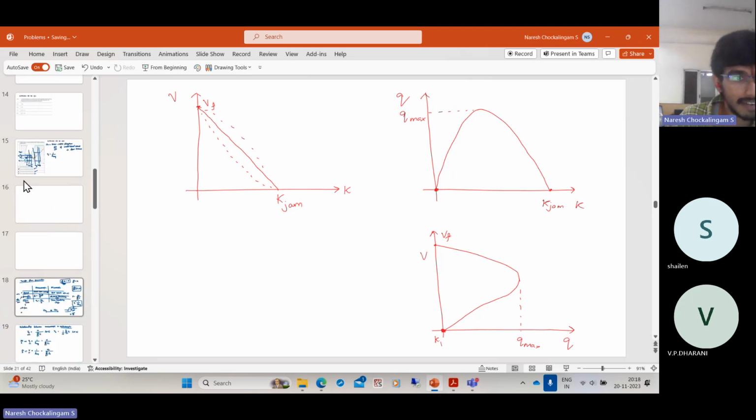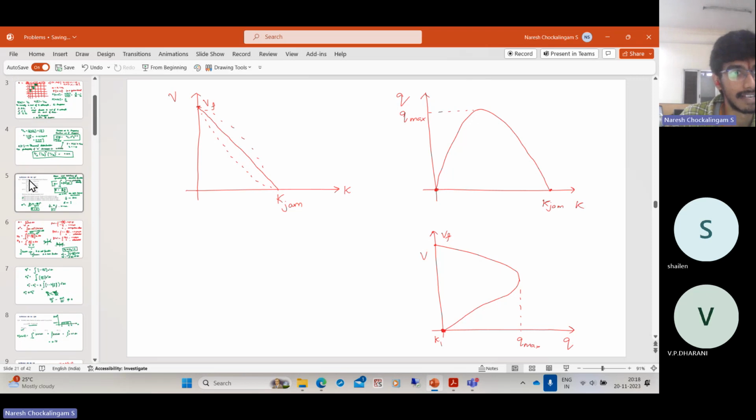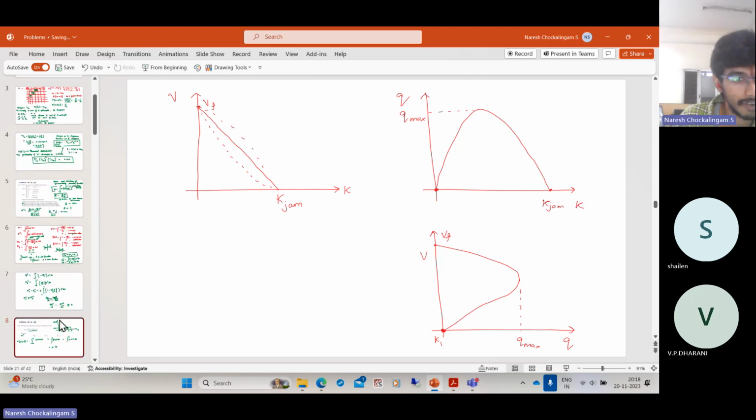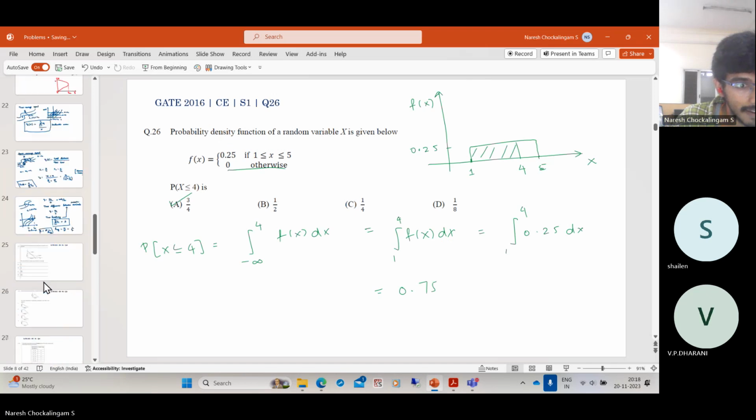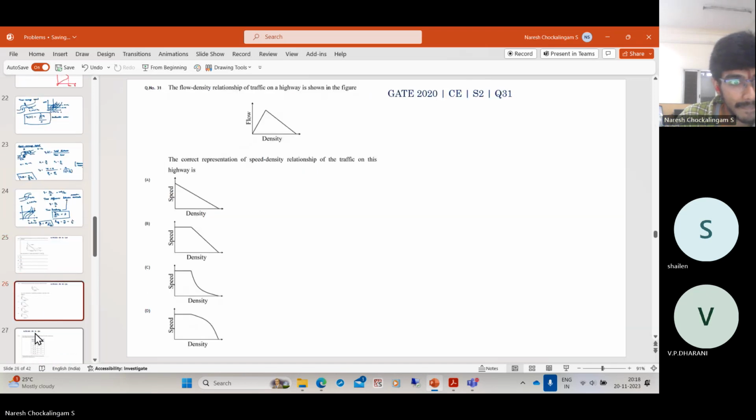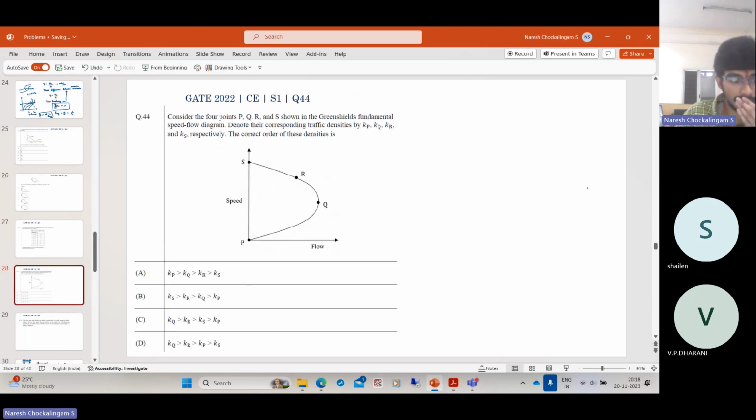So based on this, we'll look at some simple problems. Let us take this problem. It is simple. Consider the 4 points P, Q, R, and S shown in the Greenshield fundamental speed-flow diagram. So this is S, R, Q, and P. And the corresponding densities are given by kp, kq, kr, and ks. What is the order of these densities?